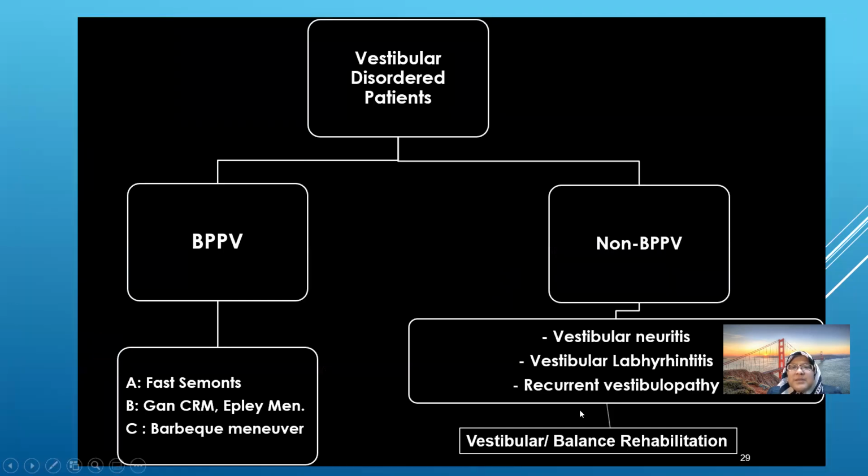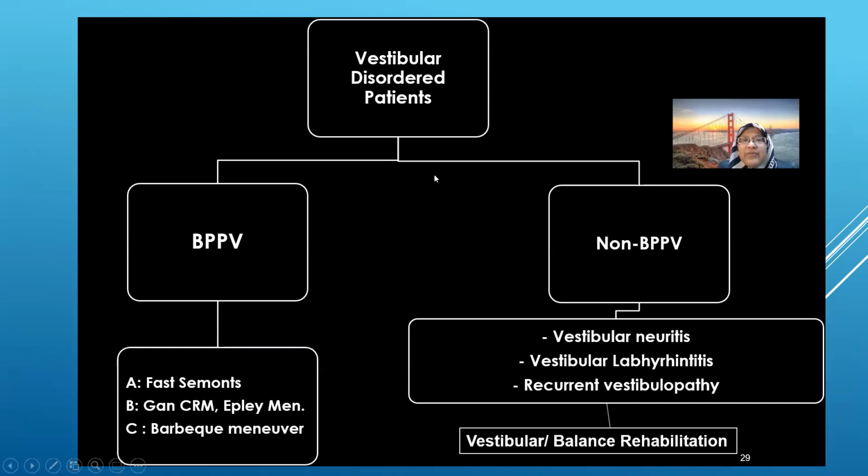All right. The most important thing, I think this is a very, very important slide that you need to understand. When you have a vestibular or balance disorder patient, when you do the assessment, you need to have these two groups, whether this is BPPV or non-BPPV. If they are non-BPPV, balance exercise. If they are BPPV, maneuver. This is very simple, okay?